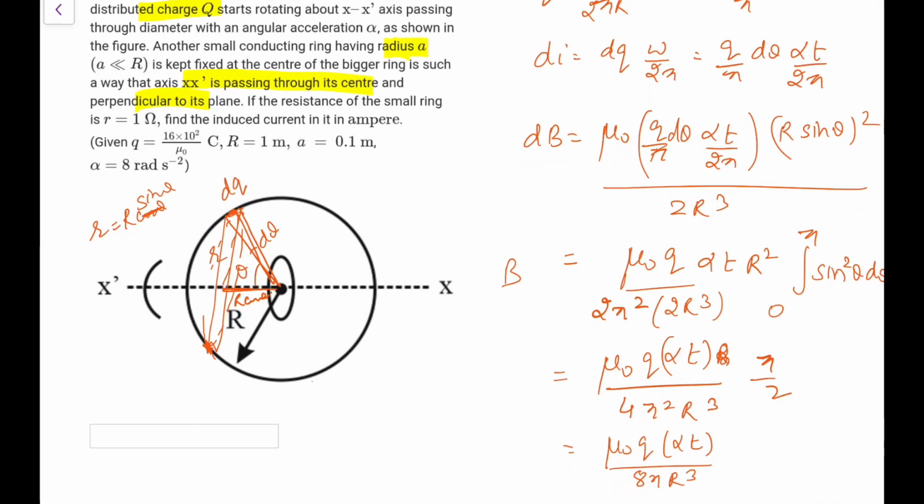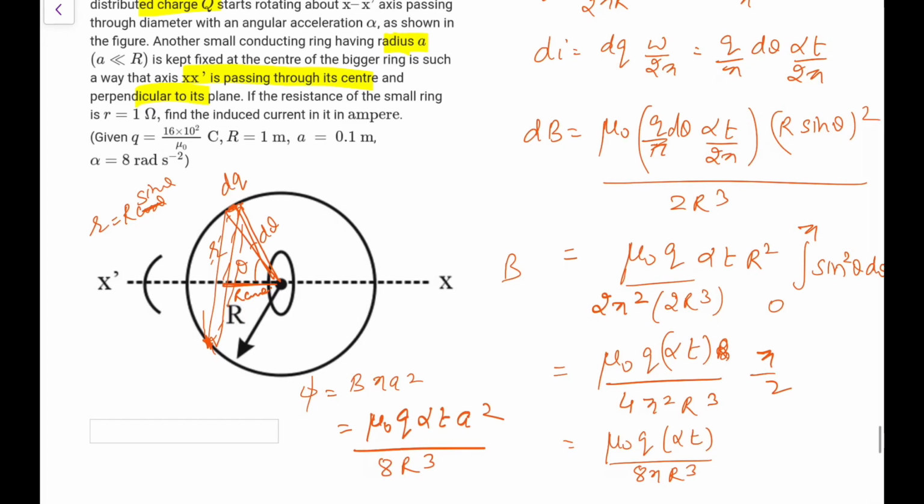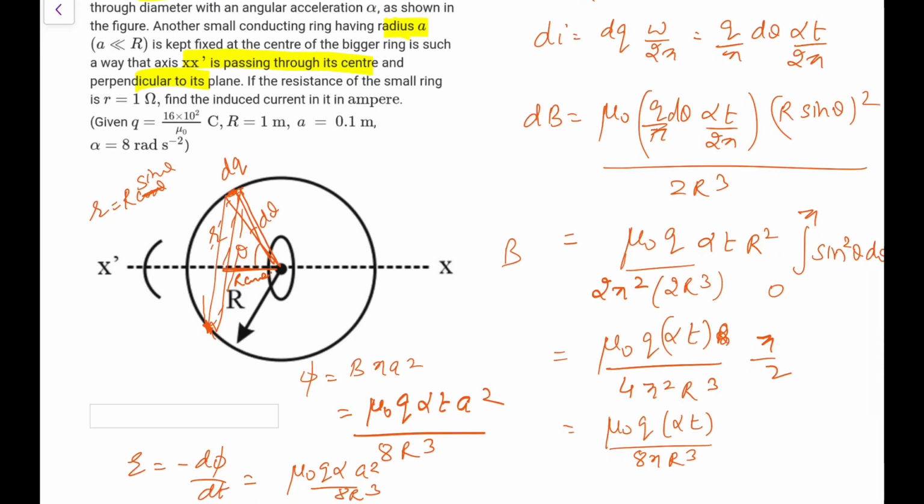Now, what is the flux through that? That is B into A. Area is pi a square, because we are taking the field at the center. That would be mu naught q alpha t a square, pi will cancel, upon 8 r cube. Now EMF is minus d phi by dt, so the magnitude would be mu naught q alpha a square by 8 r cube, and the resistance is 1, so that would be the value of the current numerically.